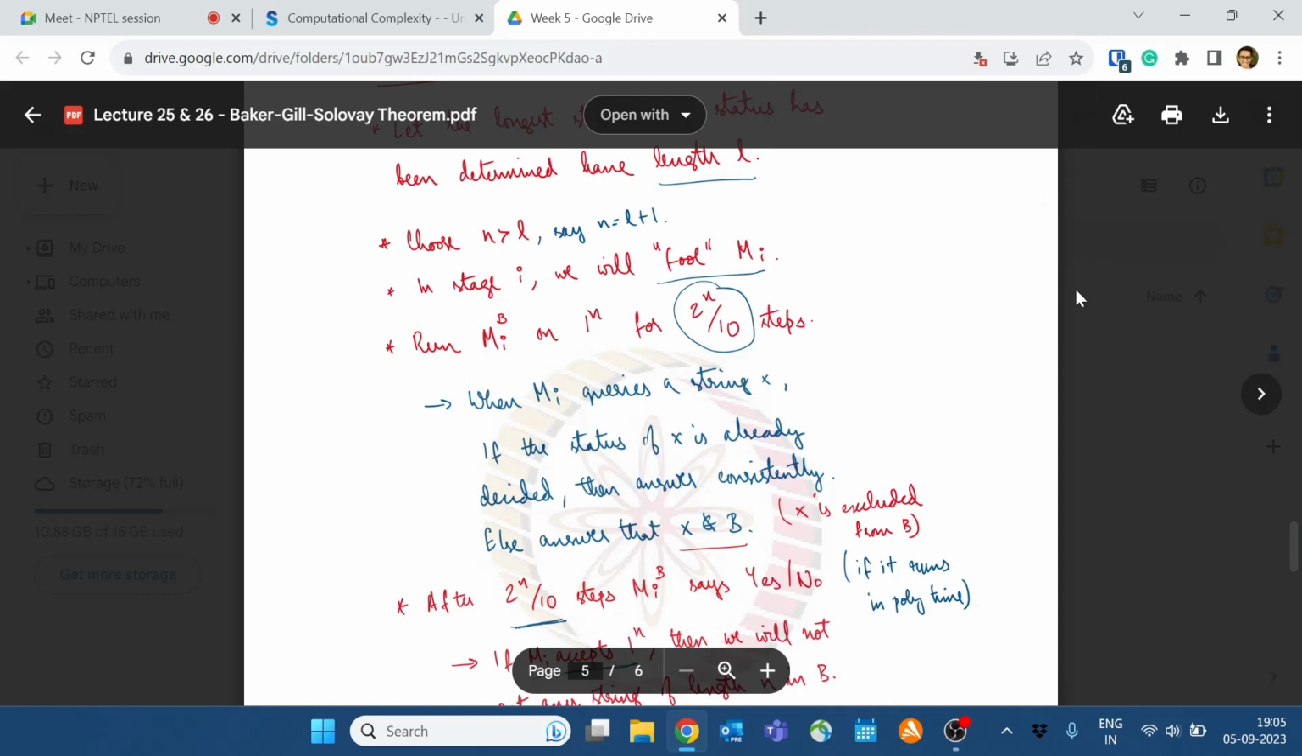And what we are saying is in the creation process, we would run mi to the b on 1 to the n for 2 to the n over 10 steps. What this statement means is that we would run mi to the b on 1 to the n for at most 2 to the n over 10 steps. And this is possible, right?